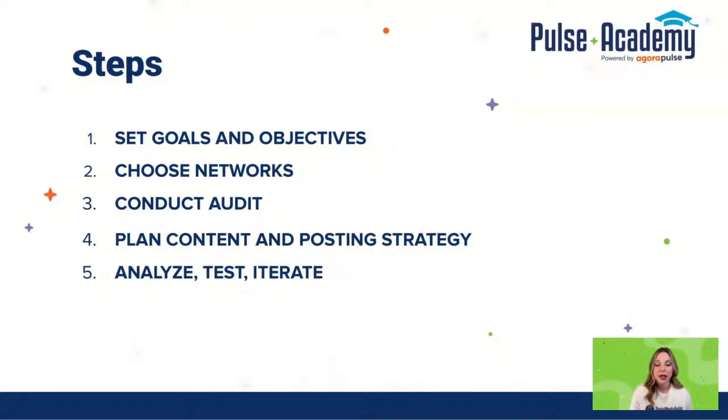The second step, choosing which networks you actually want to be on. Now, different people do this one in different order. Sometimes people decide what networks they want to be on before they set goals and objectives, right? Because if you're setting goals and objectives related to social media, they're probably going to be very platform specific. And you can kind of do that in a different order, but I like to think kind of globally first, then think about different networks.